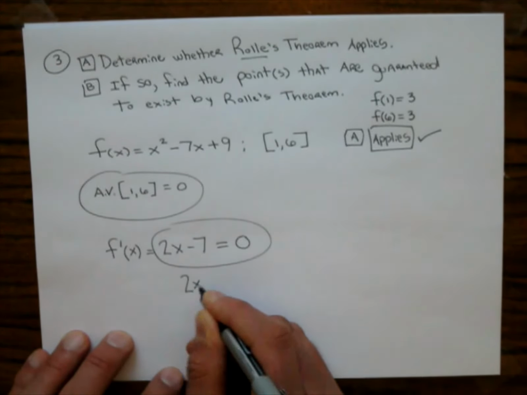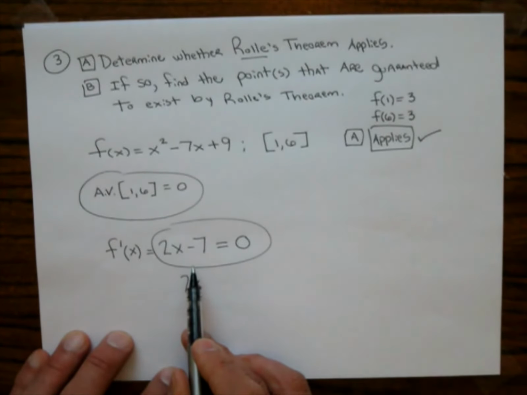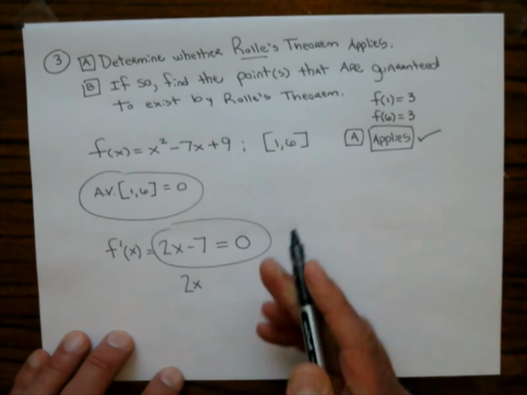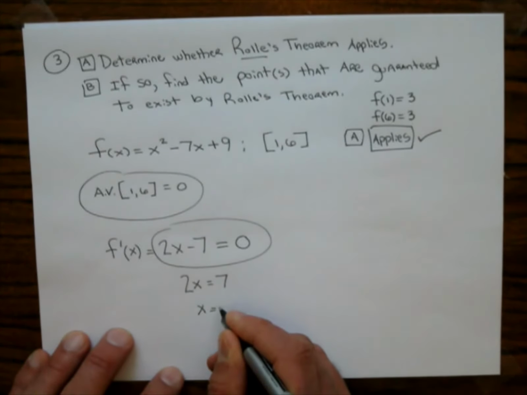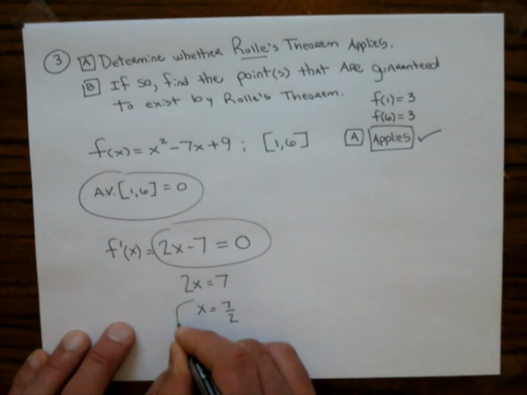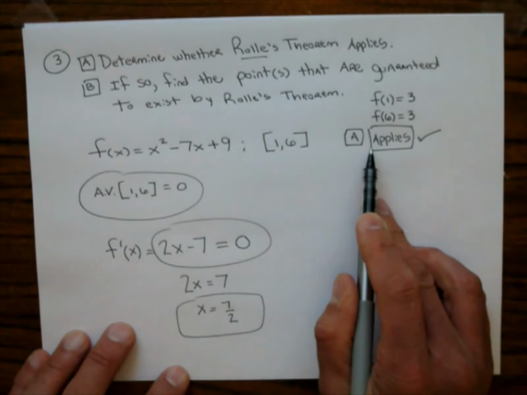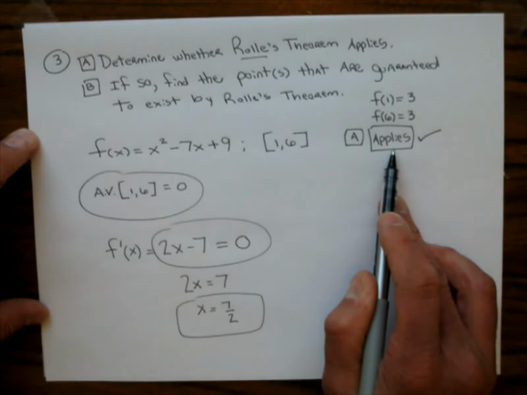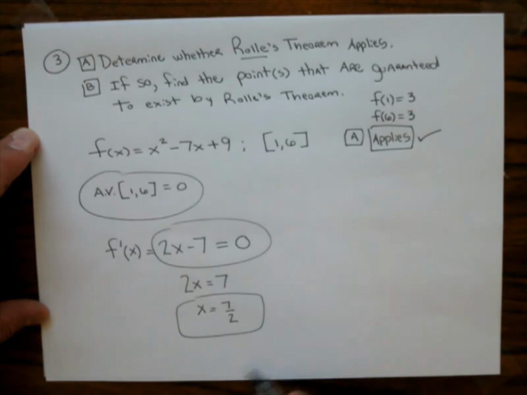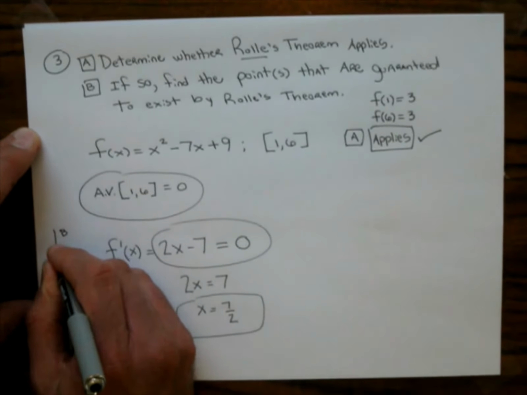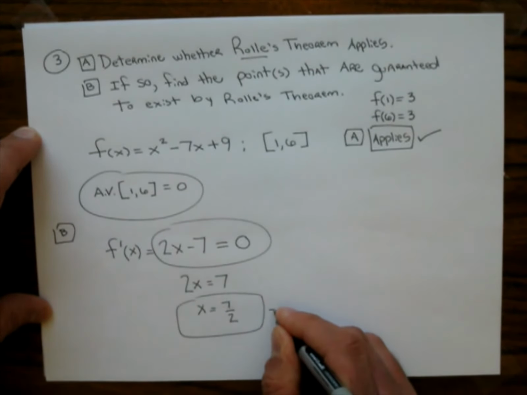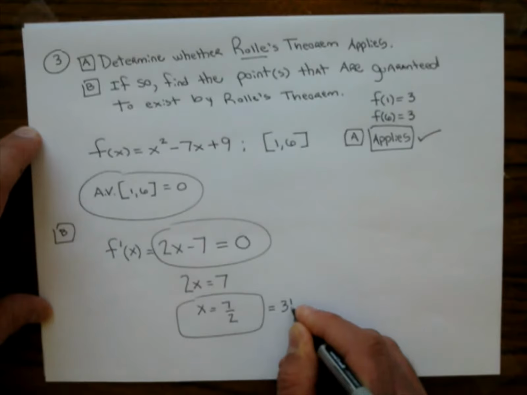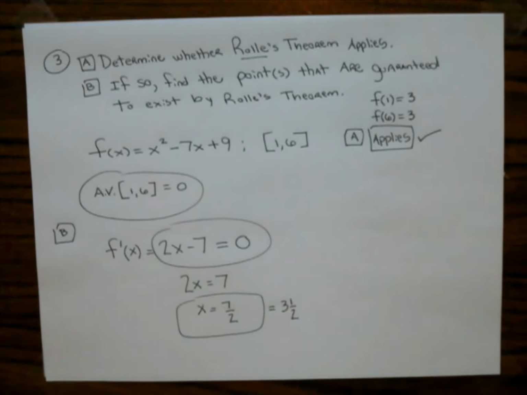So this is actually finding the critical point of this function. 2x equals 7, x equals 7/2. And so that is our answer. We have 2 answers. Part A, it applies. Rolle's theorem does. And part B is x equals 7/2, which is really 3.5. That helps you out there.